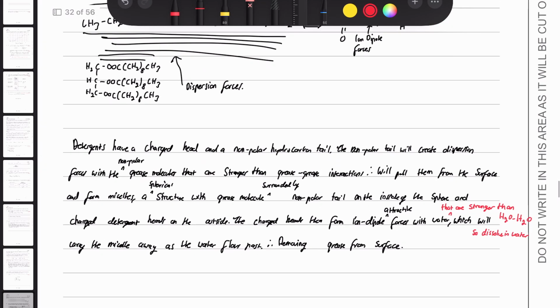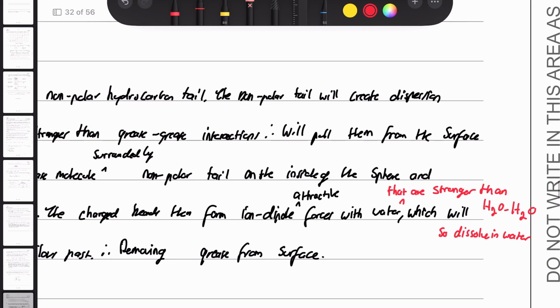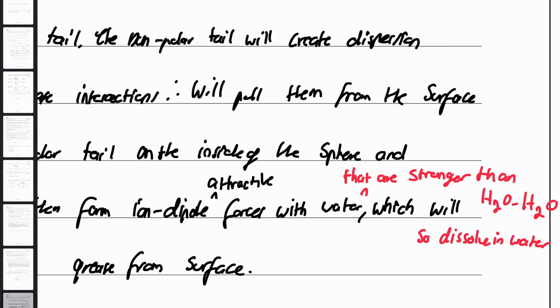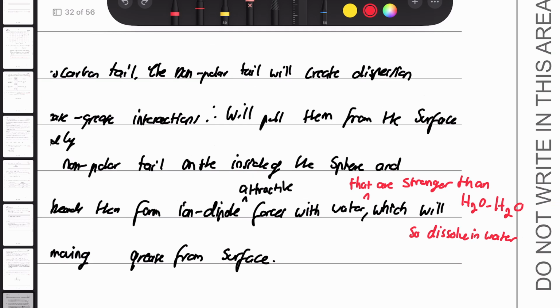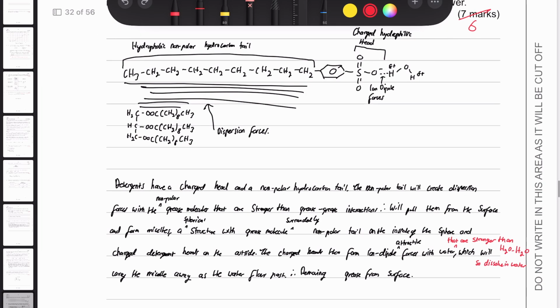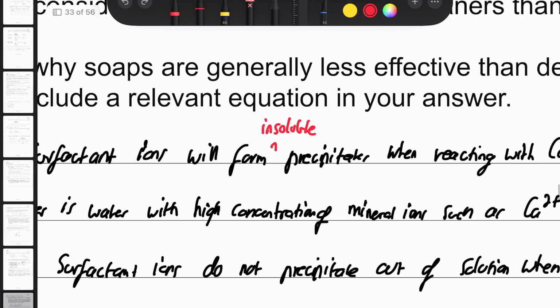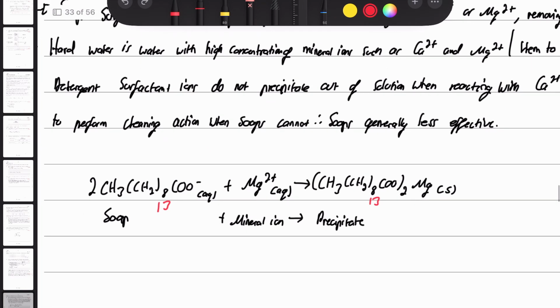My explanation was correct. I just needed to talk about how the ion-dipole attractive forces between water and the charged head are stronger than the water-water bonds, or the hydrogen bonding between water molecules. So the soap will dissolve in water. Everything else though was correct. And then here I could have maybe said insoluble precipitates, but precipitates kind of implies that it's insoluble, so I gave myself the mark there.